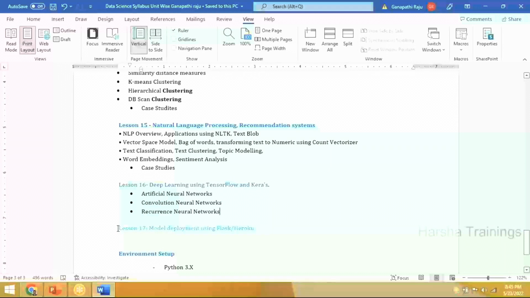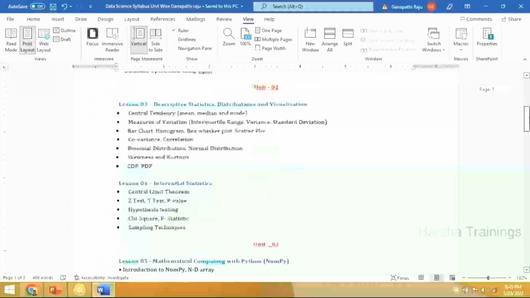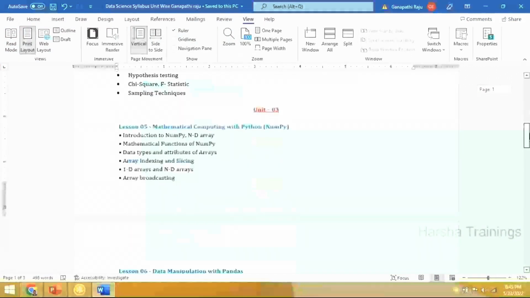Then whatever machine learning models we create, we are going to deploy on servers like a Flask server or Heroku server or any other kind of server. My entire syllabus consists of 17 chapters, and it will take around 2.5 months. Now, if you have any queries about the syllabus, I'm ready to explain. Any queries?